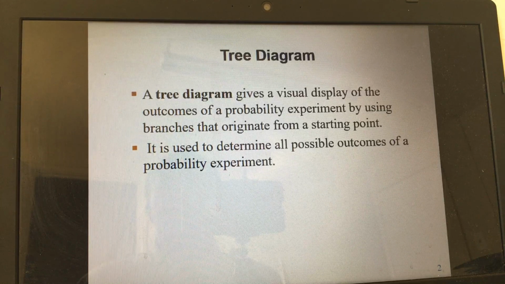A tree diagram simply means a visual way of showing the outcomes of any type of probability experiment. Because of that, we can also use it to calculate the probability of events, because it can show us the possible outcomes and also the entire sample space. Let's see how this works.